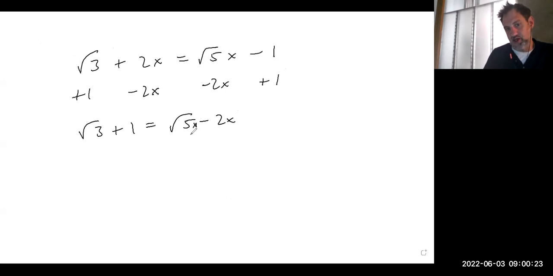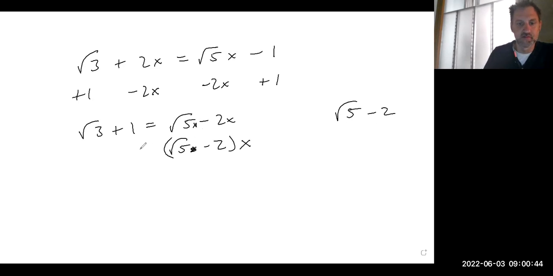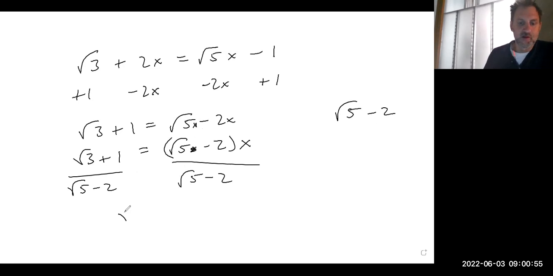Now, sometimes here people get a little gun shy because they're like, well, what do I do with this? Well, there's nothing really to do because like we said in the previous problem, there's plenty of times with radicals where you cannot put the numbers together. So this is as good as it gets. Factor out the x, and you have yourself one step from the finish line. So you divide by the square root of 5 minus 2. So x is the square root of 3 plus 1 over the square root of 5 minus 2. So this is as good as it gets.